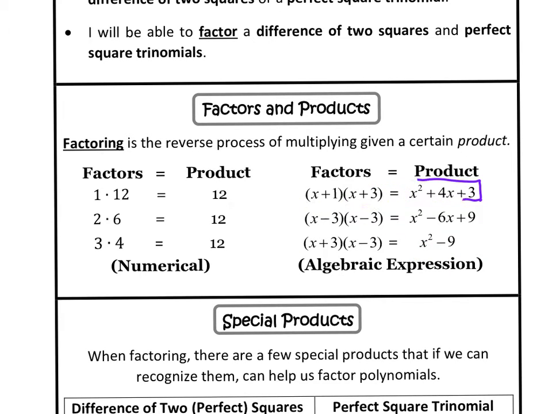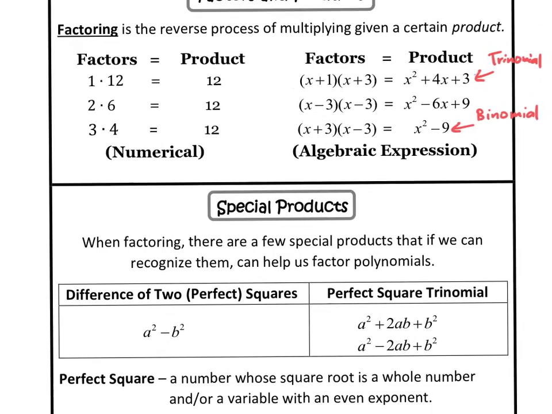Okay, so it's just a side note, right? So we said this is a trinomial, and this is a binomial, because there's two terms, three terms. Okay.